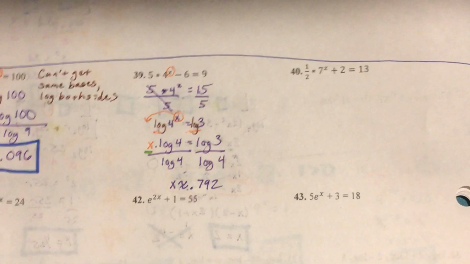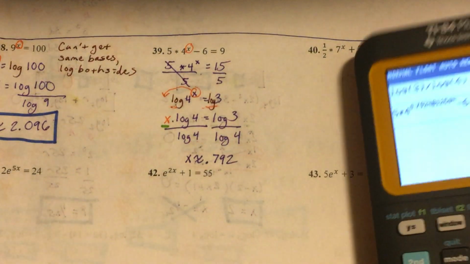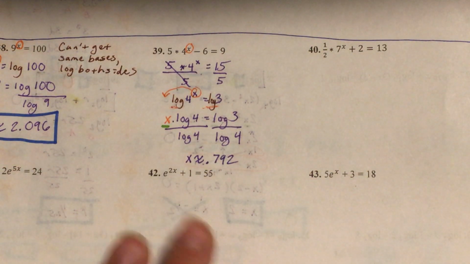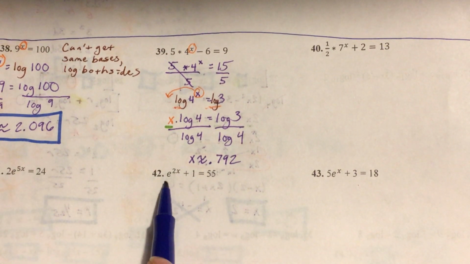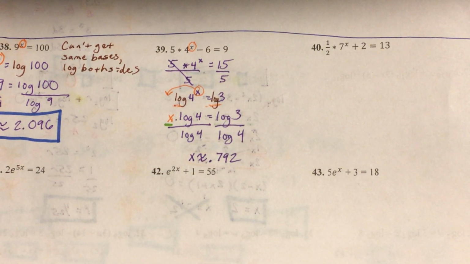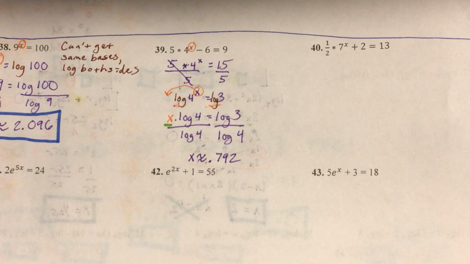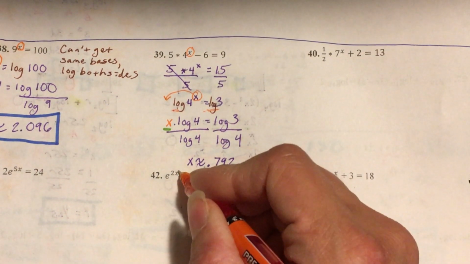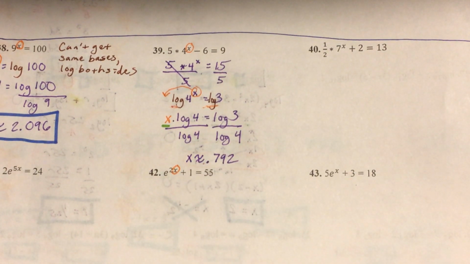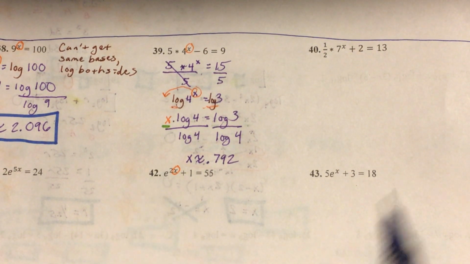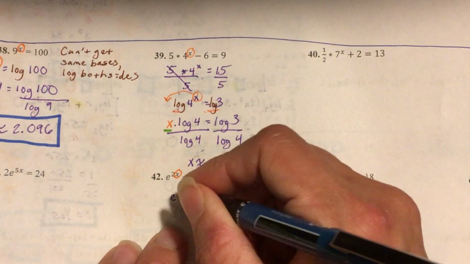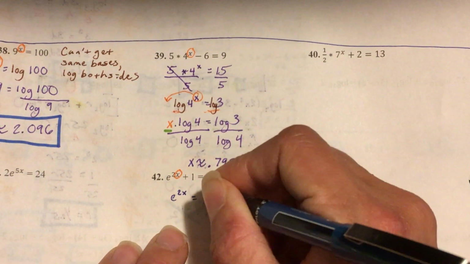So now I'm going to leave you guys to do number 40 and 41, but we're going to look over number 42 together, which is going to help you do number 41, where we see good old base E. So first, when we look at this equation, we see base E and we go, well, that's gross. But more importantly, this is another exponential equation because my variable is up in the exponent. So first, let's subtract the 1 to isolate our bases. So E to the 2x equals 54.